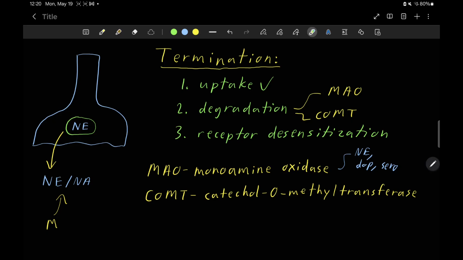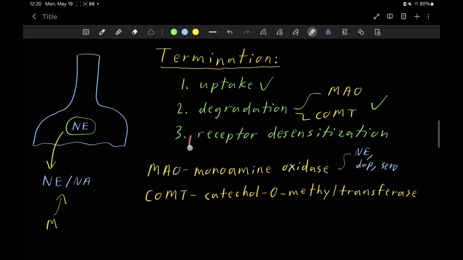And COMT is found in a pretty big variety of cells in your body. And that basically covers your second step of degradation. You have two enzymes, MAO and COMT, and both of them can act upon your norepinephrine or other messenger molecules such as dopamine, serotonin, and in doing so, they terminate them.